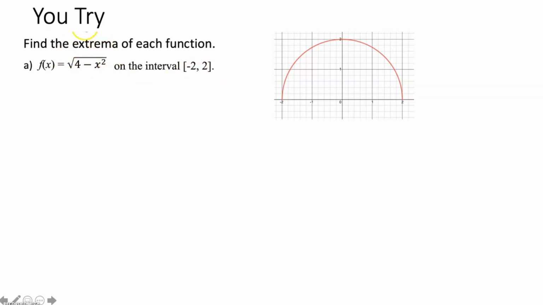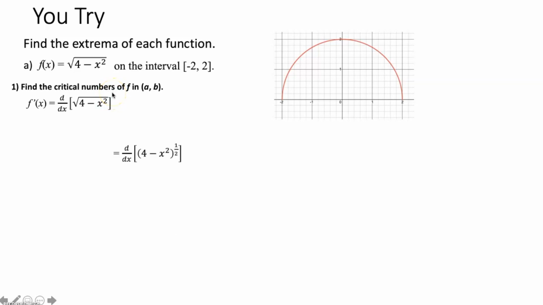Now, in order to find the extrema of this particular function, we need to find the critical numbers. And the critical numbers are going to occur at whatever values of x cause the derivative of this function to equal 0 or not exist. So we clearly need to find the derivative of this function. So how do we find the derivative of this function? Well, we rewrite this. Instead of having a radical, we're going to rewrite it with a rational exponent. So we're going to put it to the 1/2 power.